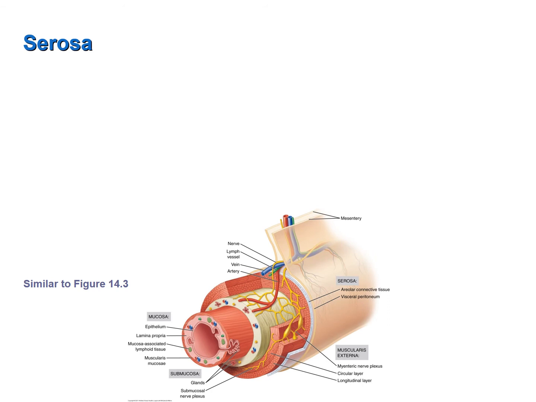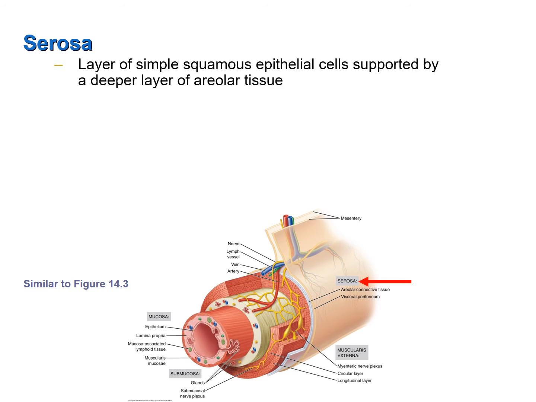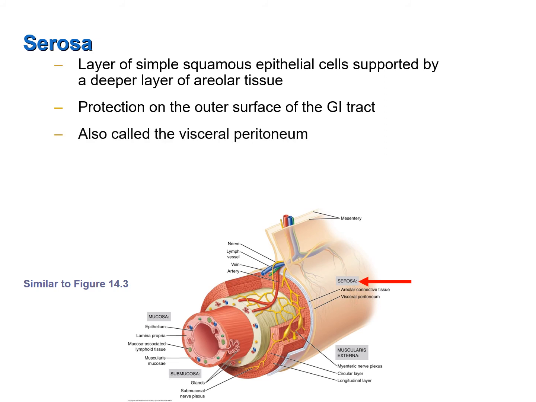Let's now look at the final layer of the GI tract, the serosa. The serosa is the outermost layer or tunic of the GI tract. It consists of a layer of simple squamous epithelial cells supported by a deeper layer of areolar tissue. Its function is to protect the outer surface of the GI tract. It is also called the visceral peritoneum.